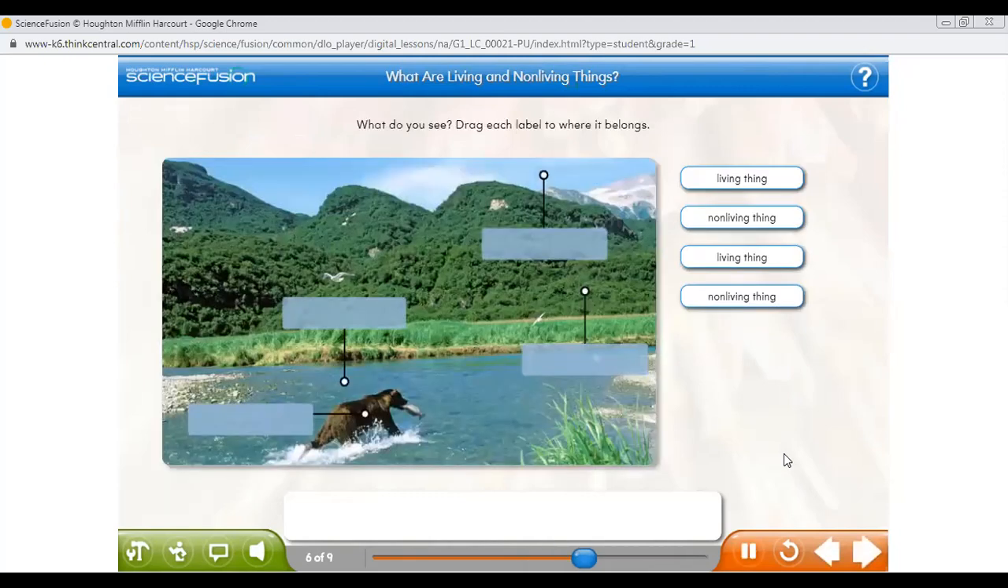What do you see? Observe this environment filled with living and non-living things. Drag the labels to the living and non-living things. So let's see, there is a picture here where a bear is catching a fish. So we have to label here. There are labels which say living things and non-living things. So let's mark which are the things here that are living things and which are the things that are non-living things. So first, let's see the bear.